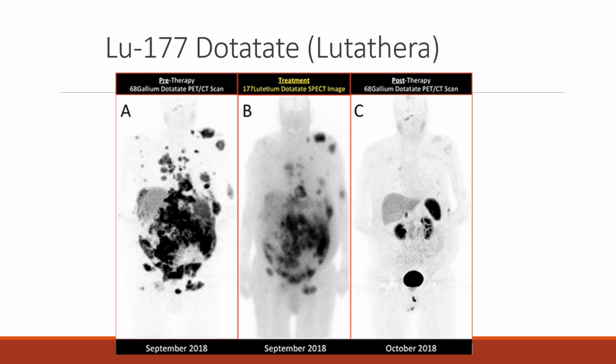This is showing the same patient here. Patient A is pre-therapy with gallium dotatate, and then B is the treatment. You can image after a Lutathera, and this is often done just to make sure that it actually went to the same sites and that it actually got taken up by the tumors, and there's no infiltration or anything crazy happening. And then the post-therapy follow-up with gallium, a month later, it really responded to that, didn't it? So this is why we would consider this more curative, because that looks like it cured it to me.